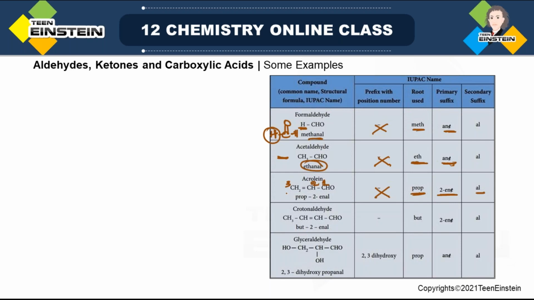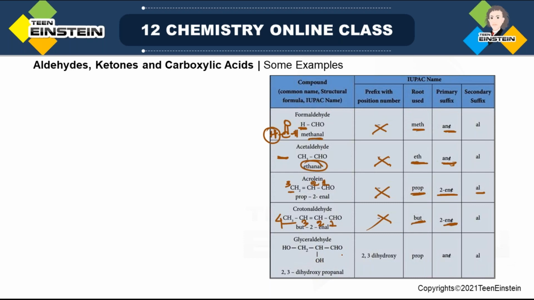Now one more carbon is added. Just compare the third example with the fourth. This carbon's H is as if replaced by methyl. But this methyl will be treated under the longest chain. So it will be 1, 2, 3, 4, a 4-carbon chain. The root word is but, no substituent. It is an alkene derivative, 2-en. 2 is the position of the double bond. So but-2-en, en, no E next, then al.